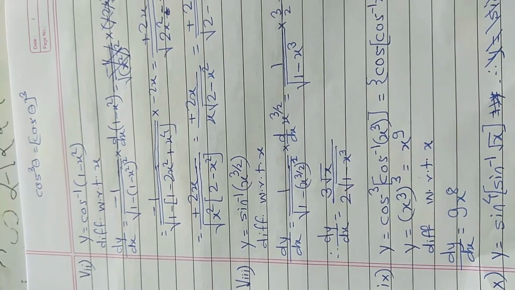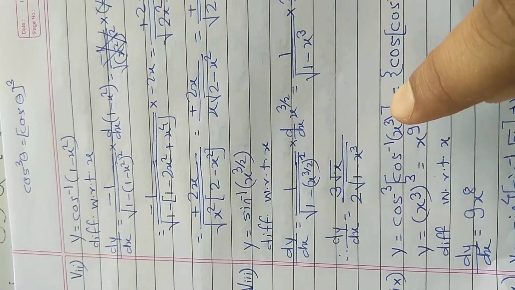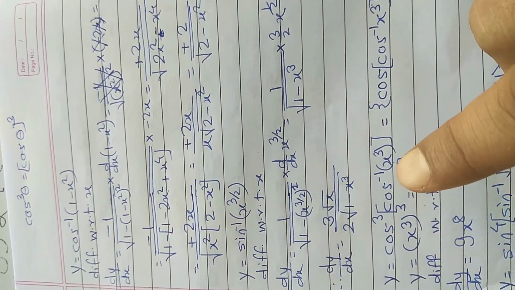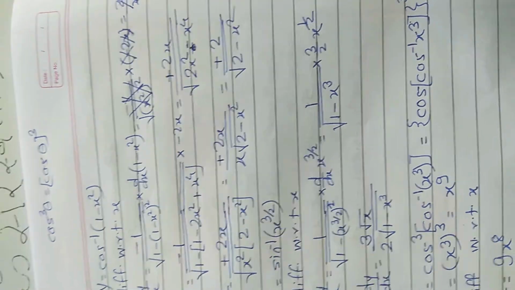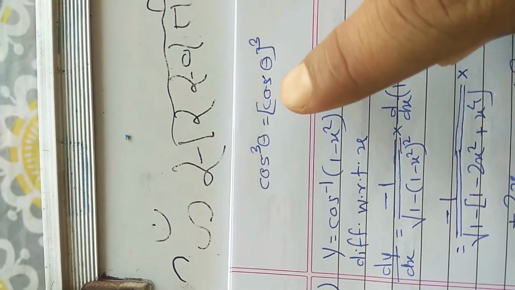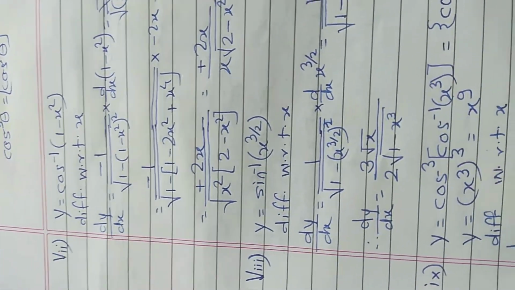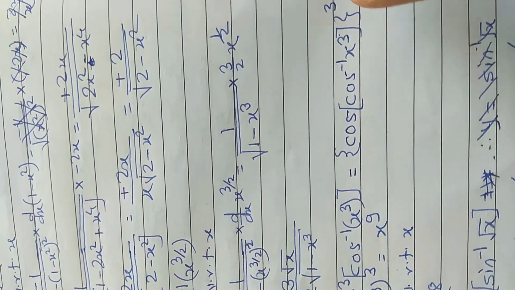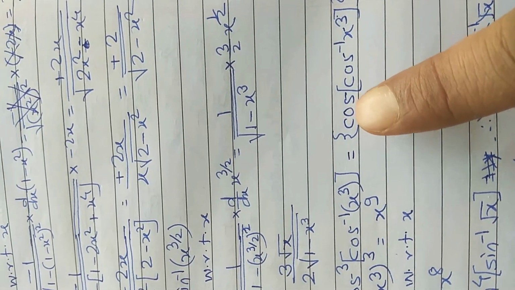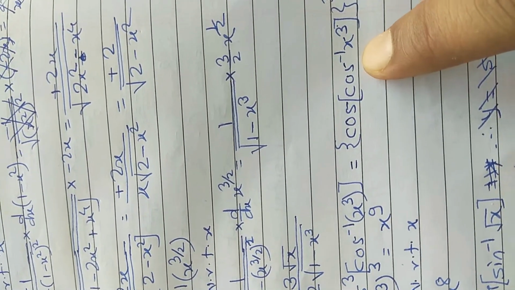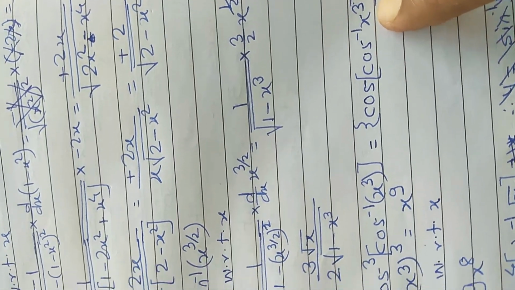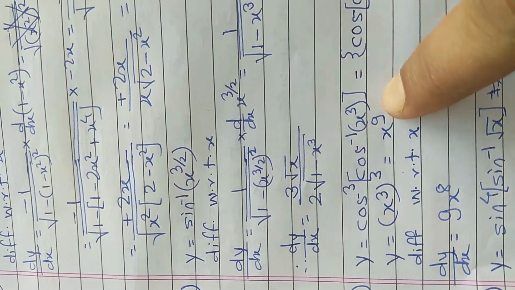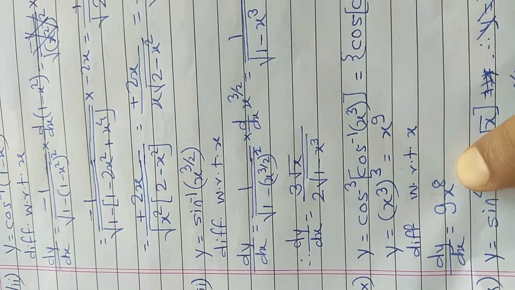Roman 9, y equal to cos cube of cos inverse of x cube. We can write in simpler form cos of cos inverse of x cube raised to 3, because cos cube of theta is always cos theta cube. Similarly, we can write here cos cube of theta as cos theta cube. Now it will become very much easier. Cos inverse can get nullified and x cube remains here. X cube raised to 3 is x raised to 9 and derivative of it will be 9x raised to 8.